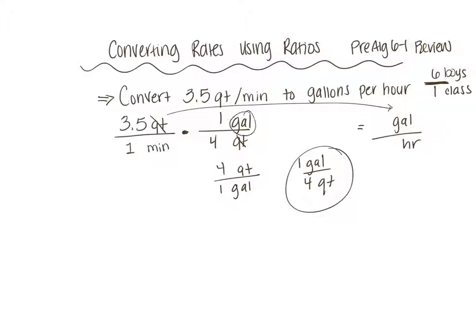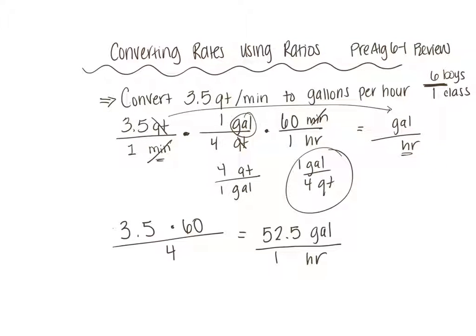All right, that gives me gallons, but I still need to get my minutes into hours. So I'm going to multiply by another ratio. I want my hours on the bottom, and I want my minutes on the top because that allows my minutes to cancel out. Okay, so what do I know about minutes in an hour? I know 1 hour is 60 minutes. Hopefully your setup looked like this, so you should end up with 3.5 times 60 divided by 4 equals 52.5 gallons per hour, and you could also write that as 52.5 gallons per hour. All right, let's do another one.